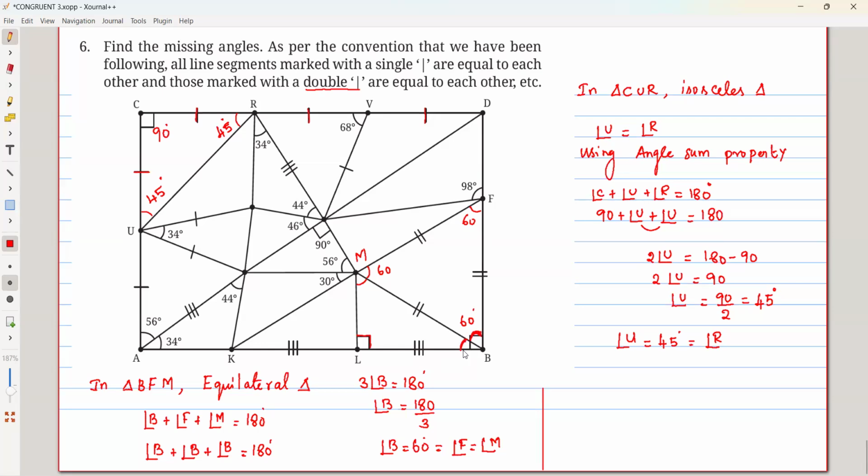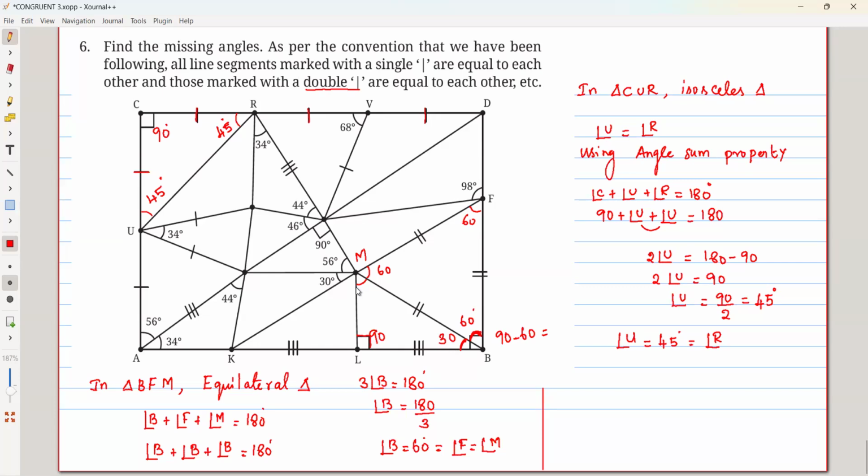This part it will be 90 minus 60. How much? 30. Now this will be 30 degree. Okay. Now this is 30 degree. Now this is 90 degree. We can easily find out this angle, right?